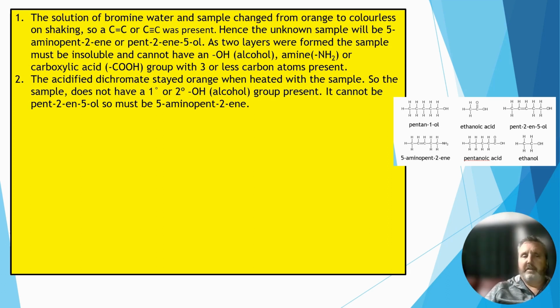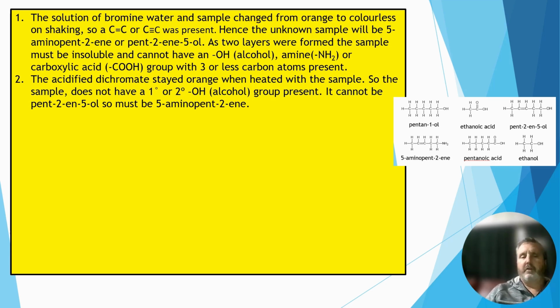Remember the next test we did is we added acidified dichromate. It didn't change color. That means that this molecule does not have an OH functional group. So remember that we said that it was either going to be 5-aminopent-2-ene or pent-2-ene-5-ol. It can't be pent-2-ene-5-ol because that has an OH functional group off the last carbon. It's a primary alcohol, and it didn't react with acidified dichromate, so it can't be pent-2-ene-5-ol. It must be, and we can work this out by the second one, 5-aminopent-2-ene.